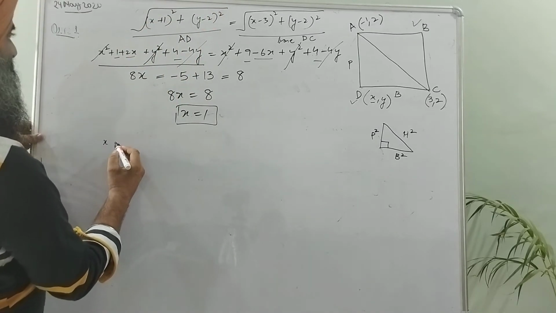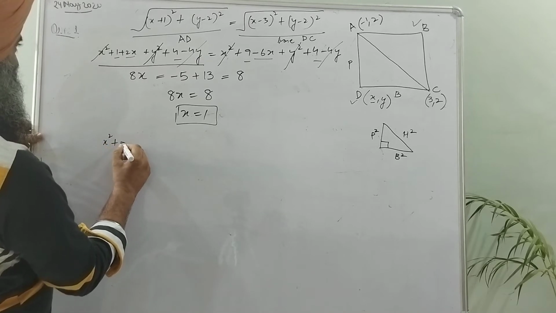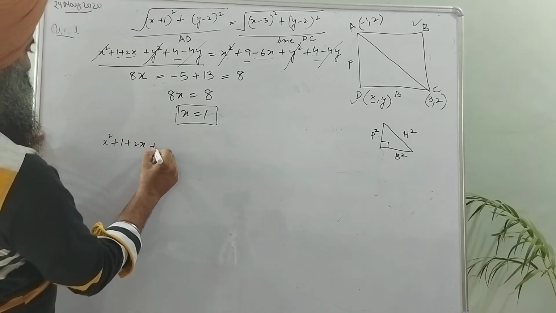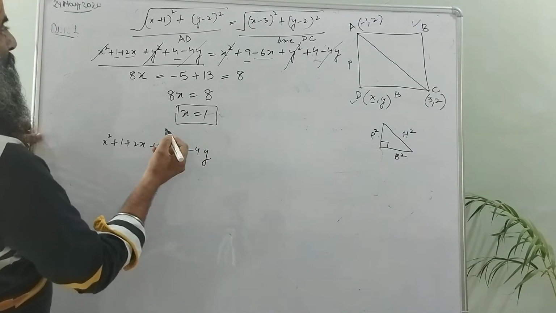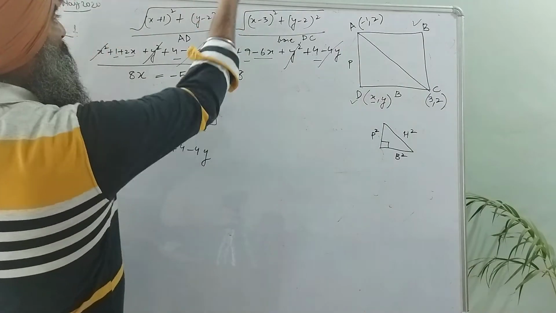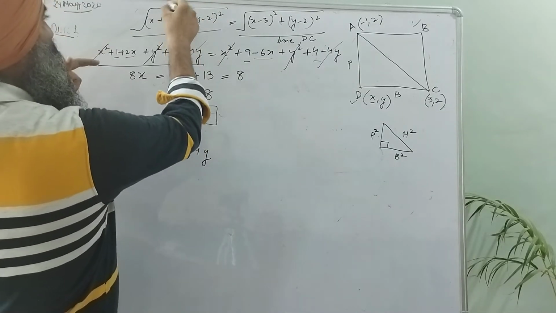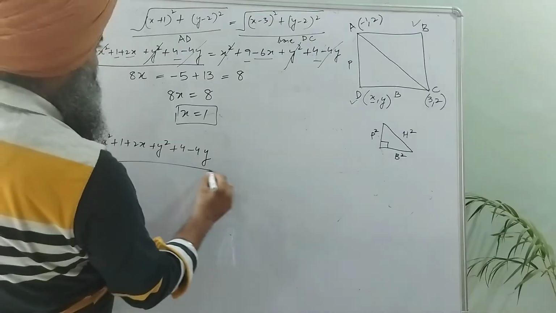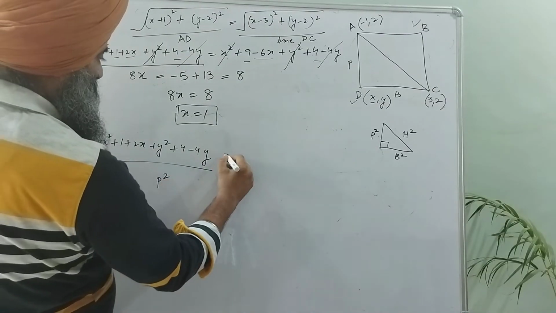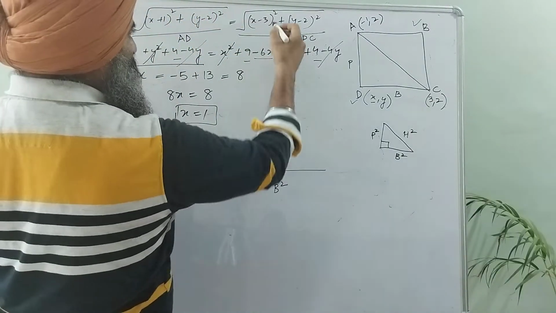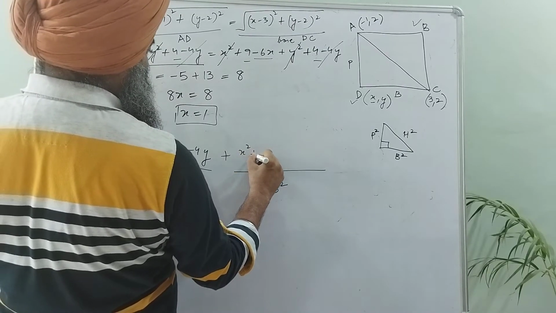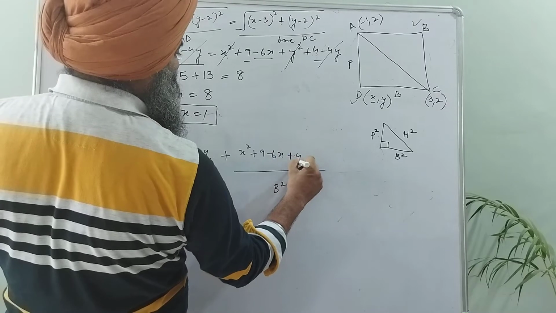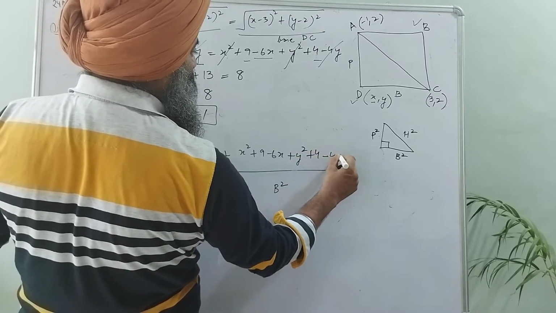What? X. Same I will get x square plus 1 plus 2x plus y square plus 4 minus 4y. Correct? Because when I get AD, square of perpendicular, this will be gone, so I will get this. This is my perpendicular square plus base square. Now what is base? This is my base. Square of this under root will go, so this will be plus 1 x square plus 9 minus 6x plus y square plus 4 minus 4y.